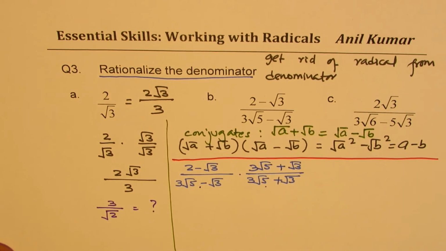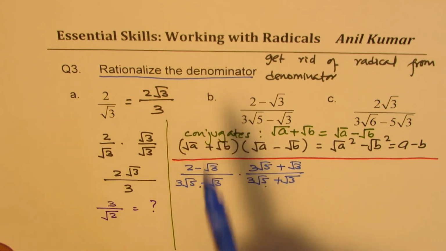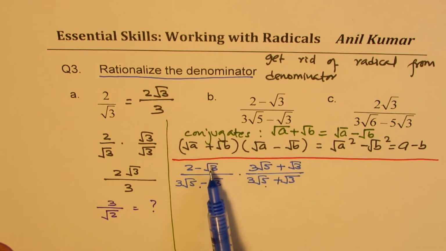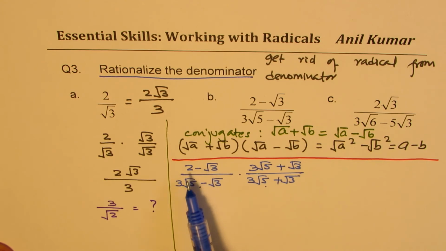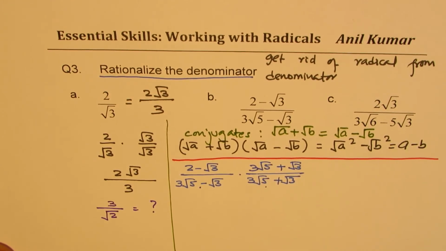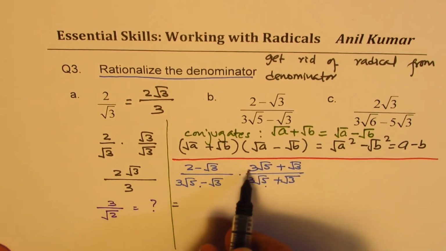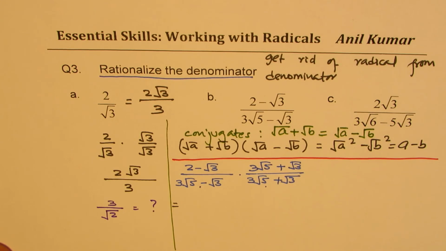You get the idea? Sometimes the question could be to rationalize the numerator. Then you'll multiply by 2 plus square root 3 over 2 plus square root 3, right? Now this is just 1, so it doesn't really change anything over here, right? So that is what it is. Now, once you do that, it is the simple distributive property, which we learned in the previous example.